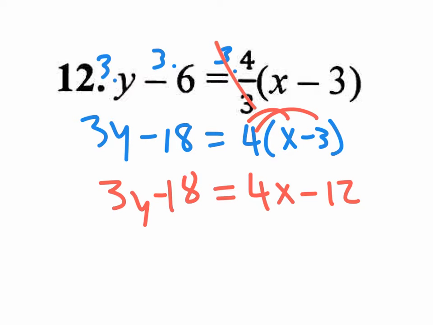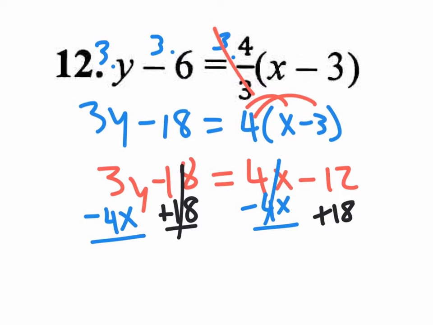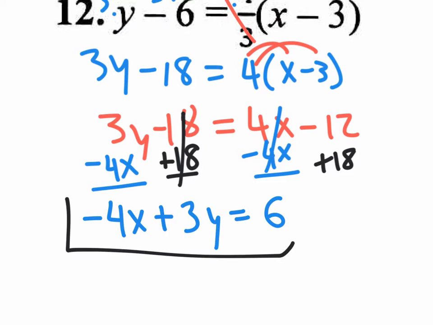It's ready to go. All we need to do is move the x to the left and move that negative 18 to the right. So let me move the 4x over by subtracting 4x. You can't really subtract x's and y's, so we're just going to rewrite it. But I might as well do 2 steps in one and get rid of the minus 18 by going plus 18, canceling, and plus 18 over here. So my new equation will be negative 4x plus 3y equals 6. Now, this is a standard form equation.